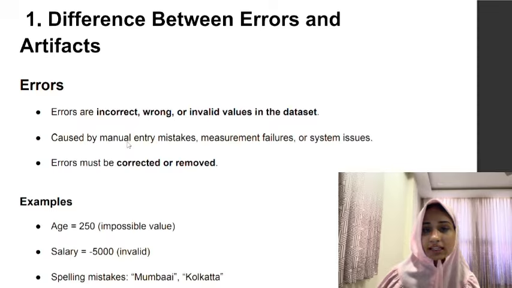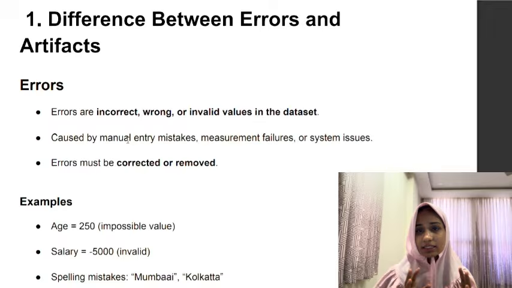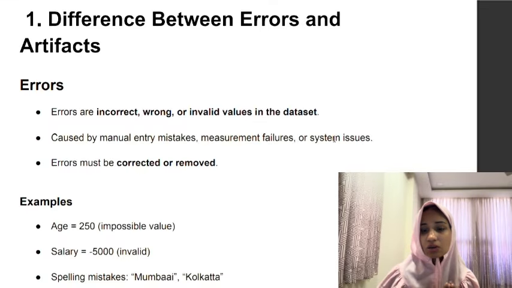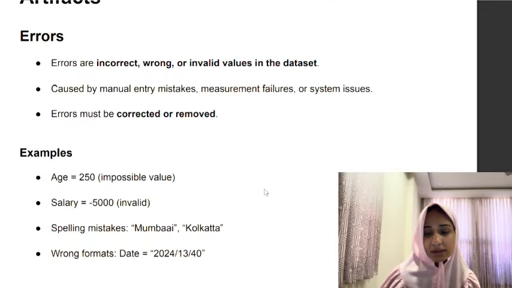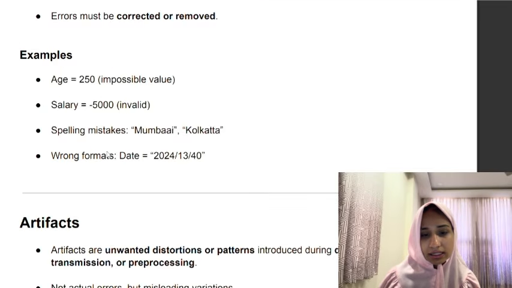So errors are incorrect, wrong and invalid values in a data set. Errors can be caused by manual entry mistakes, measurement failures or system issues. Errors must be corrected and removed. We need to identify them and then correct or remove them. Like when we are manually making entries, we make mistakes, or there are measurement failures or system issues. So it is wrong and invalid values in the data set.